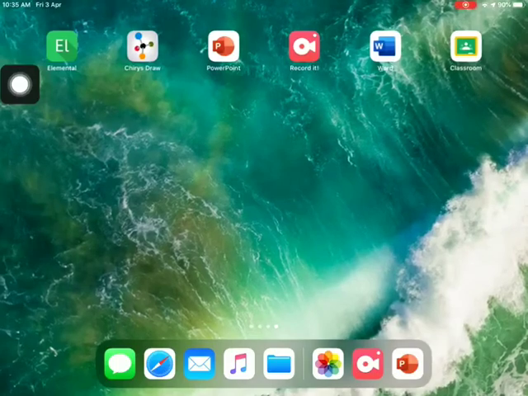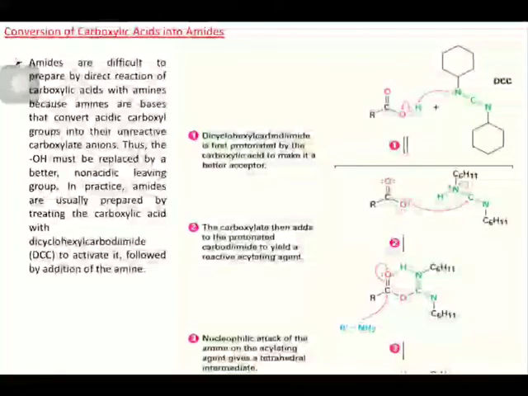Assalamu alaikum. We will continue with the second part of the explanation of carboxylic acid derivatives. We reach the conversion of carboxylic acid to amide.